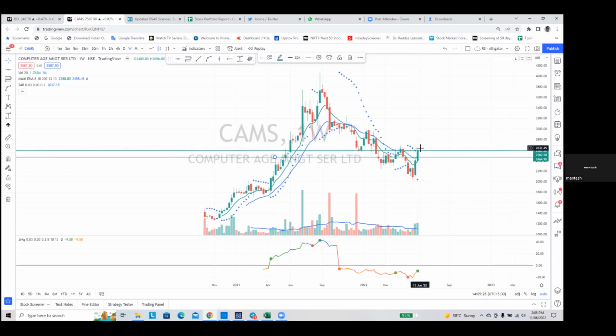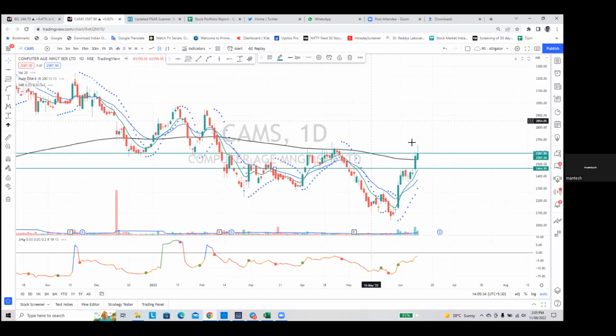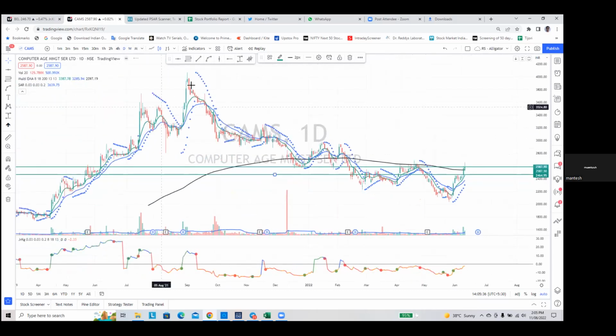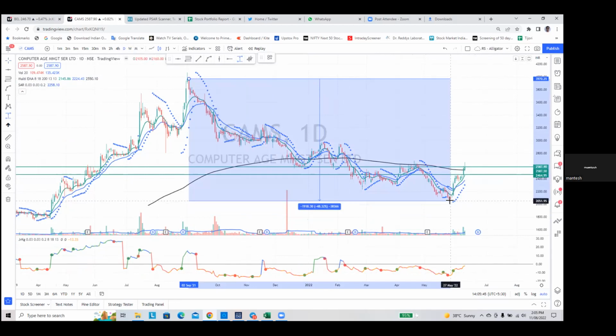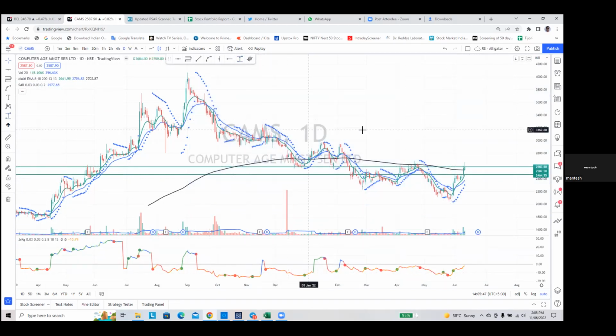But when I was buying this first tranche, I wanted to buy this one for a positional purpose, because the stock has already corrected almost from here. So already 48%, 50% the stock has fallen.